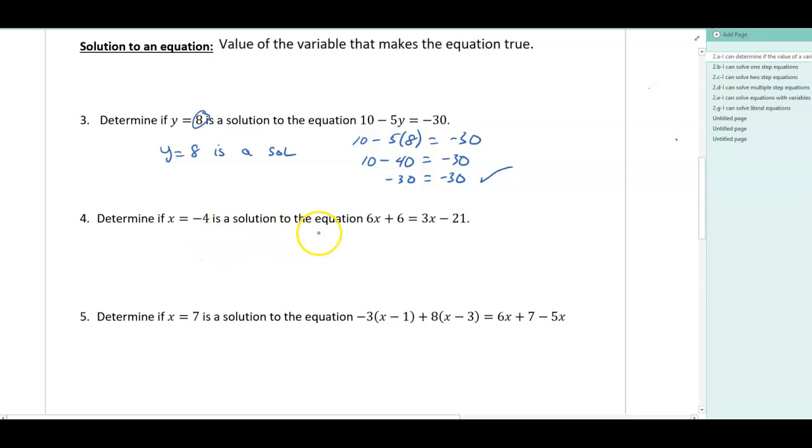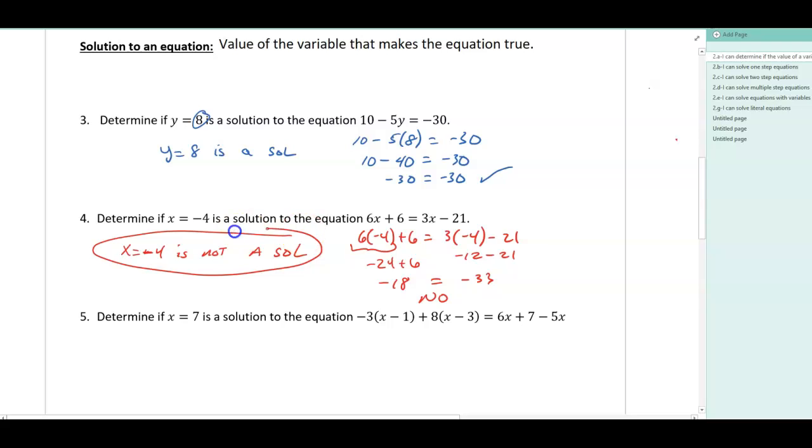Now, is negative 4 a solution to the next equation? Well, let me go ahead and plug that in. 6 times negative 4 plus 6 equals 3 times negative 4 minus 21. Evaluate both sides. So that's giving me negative 24 plus 6, that's negative 18. This is going to give me negative 12 minus 21, which is negative 33. Does negative 18 equal negative 33? No. Therefore, x equals negative 4 is not a solution.